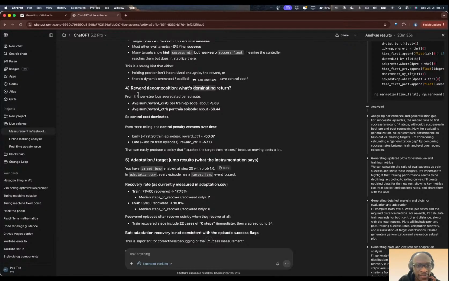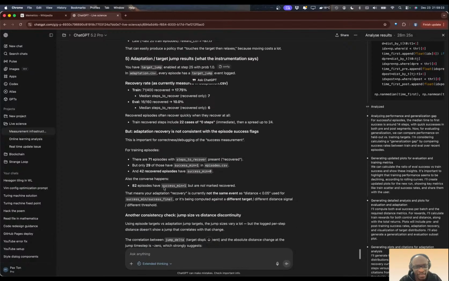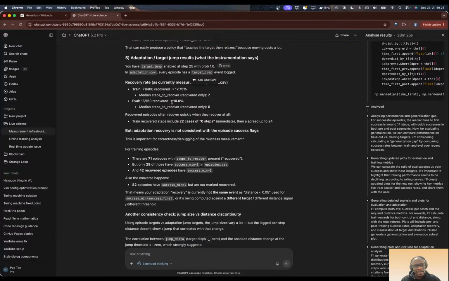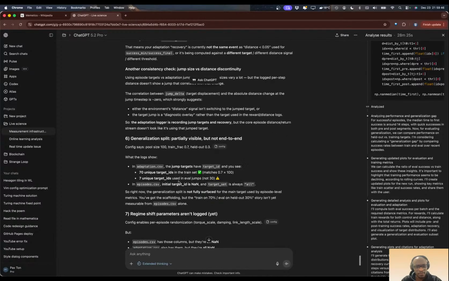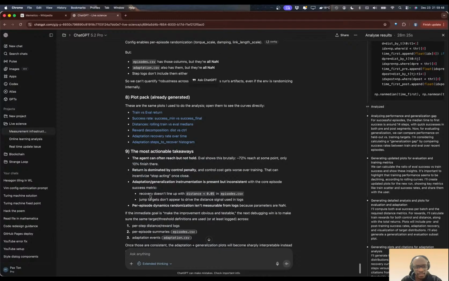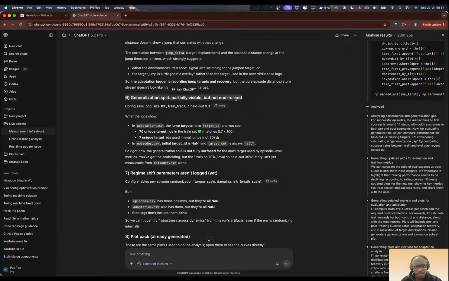Decomposition, dominating returns from the logs. Ideally what it's saying is the system is never recovering so well, and this is due to the non-stationary behavior of the system, and then training in an environment that is always shifting. Every other step it shifts, but at the end, generalization split, partially visible but not end to end.